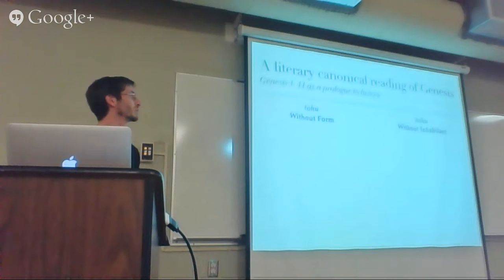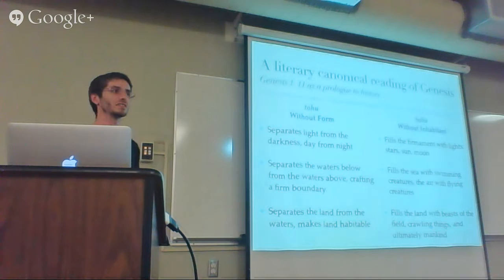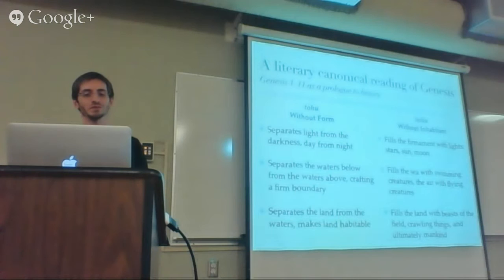And then God systematically brings form and inhabitant to every quarter of the cosmos until all is orderly and functional. And it creates plants and animals of all kinds, not "after their kind," but of all kinds. That's somewhat of a mistranslation. It creates plants and animals of all kinds, meaning God brings diversity out of monotony. Order from chaos, diversity from monotony.